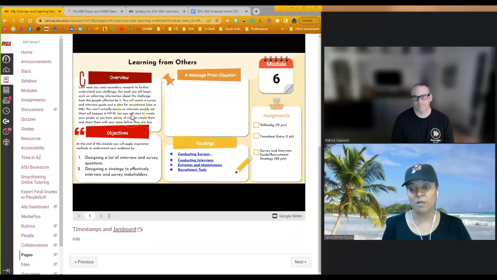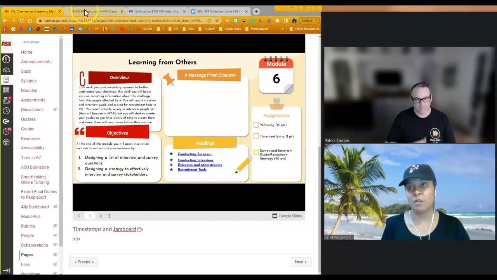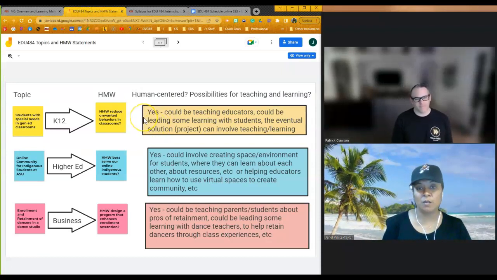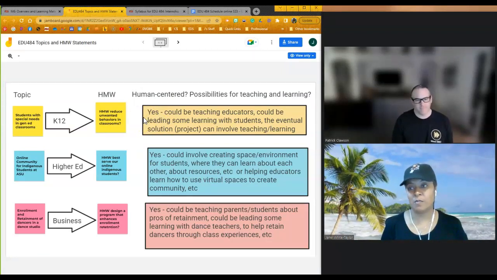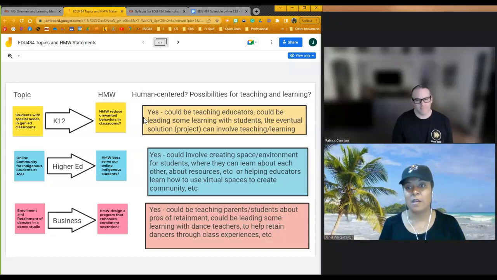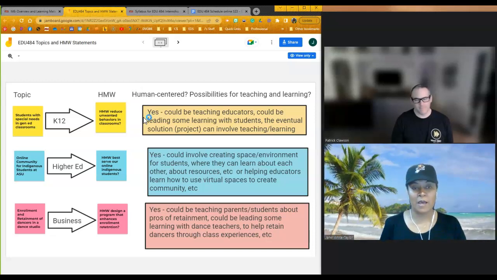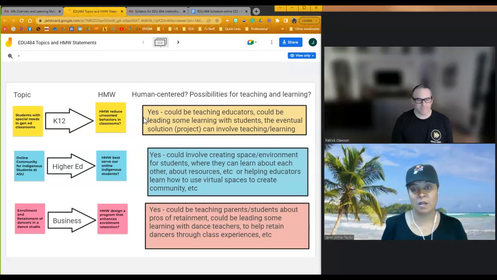So let's jump in a little bit, and I want to talk about this Jamboard that's sitting right here. If you guys will click on that Jamboard, or if you follow our screen, I'm going to click on it so you can see it. In this Jamboard, we're going to spend a little bit of time talking about your topics and the human-centered design how might we statements that you've developed in the past, and we're going to move it forward. So we're going to refer back to this document a couple of times just so we're on the same page.